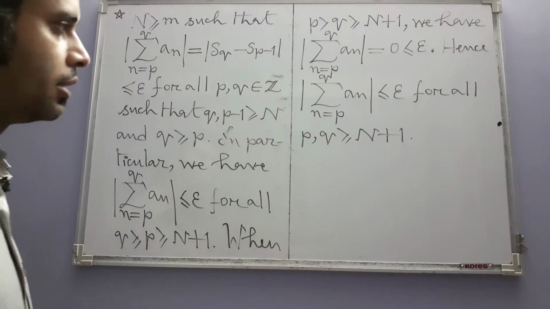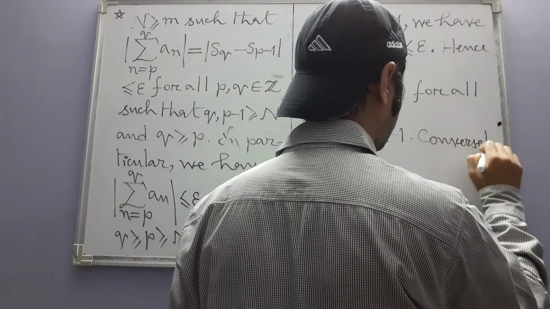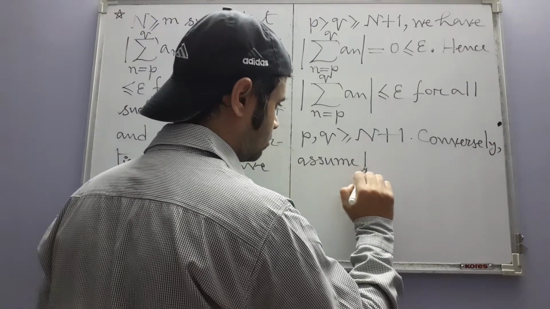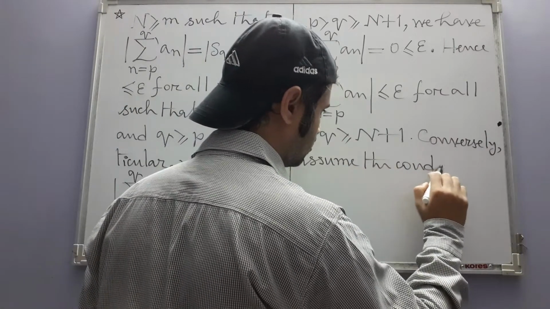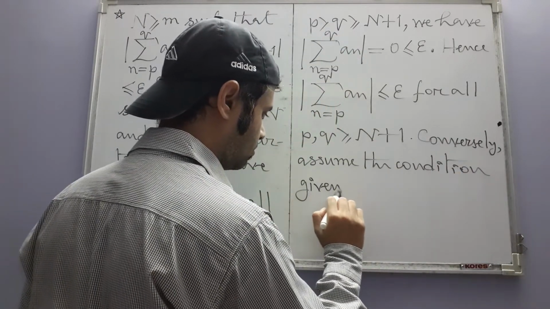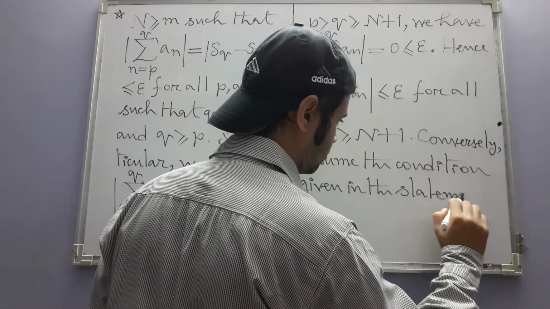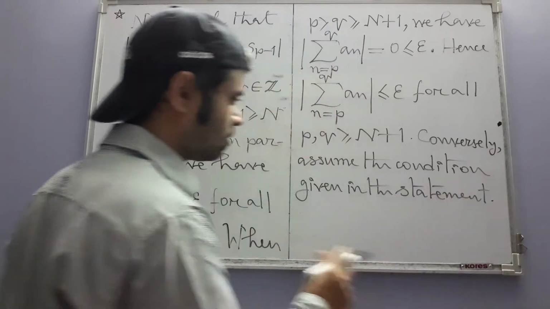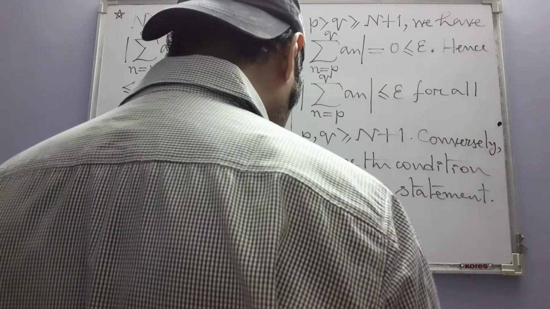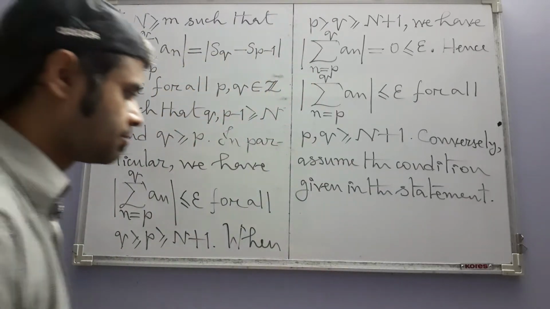Now we prove the converse. Conversely, assume the condition given in the statement. That is the condition that for every epsilon there is an n for which this and that happens. That's that thing. So now you have to prove that the sequence of partial sums is a Cauchy sequence.